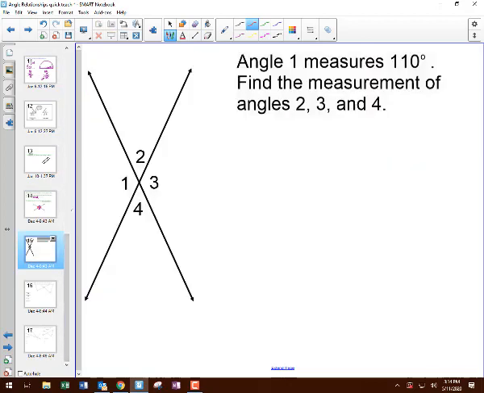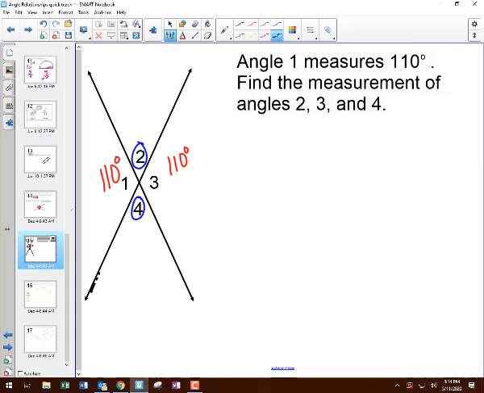Let's apply that to what we know here. Angle 1 has a measurement of 110. Let's go ahead and put that up there. Find the measurements of angles 2, 3, and 4. Well, if angle 1 is 110, I know angle 3 also has to be 110 because they are opposite. This is two lines intersecting at a single point, and those are vertical angles. Another set of vertical angles is going to be 2 and 4. However, we do not know what their measurements are. How could we find this out?